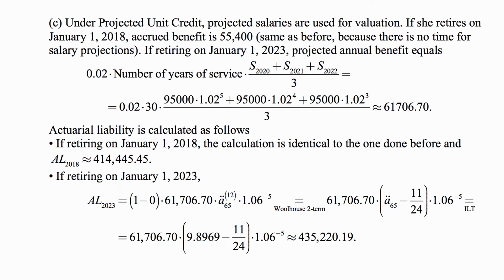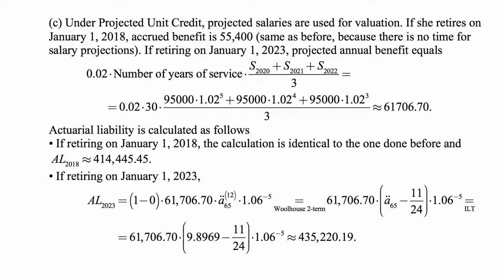And those salaries, well, I have them here in opposite order when I wrote the actual amounts of salaries. So 95,000 times 1.02 to the fifth is actually the salary in the last year, 2022. 95,000 times 1.02 to the fourth is the salary in 2021. 95,000 times 1.02 cubed is the salary in 2020. All this is divided by 3 for the average final salary, multiplied by 30 years of service, because we don't look at the future years of service. We only project the salaries, times 0.02, a 2% credit for each year served. And this ends up being 61,706.70 approximately.